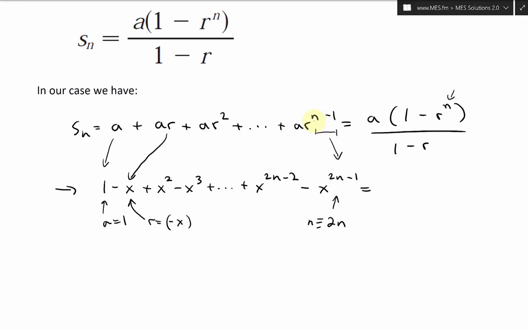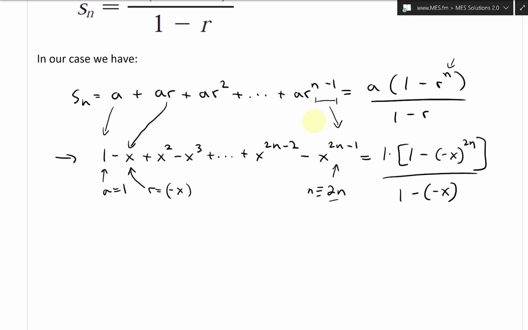So this means that we'll get the sum is going to be 1, which is our a, times 1 minus negative x to the 2n. So we're not going to put n there, the n becomes 2n. So there's a 2n there. And I'll remove this line like this. So put this 2n, and then I'll divide this by 1 minus negative x.